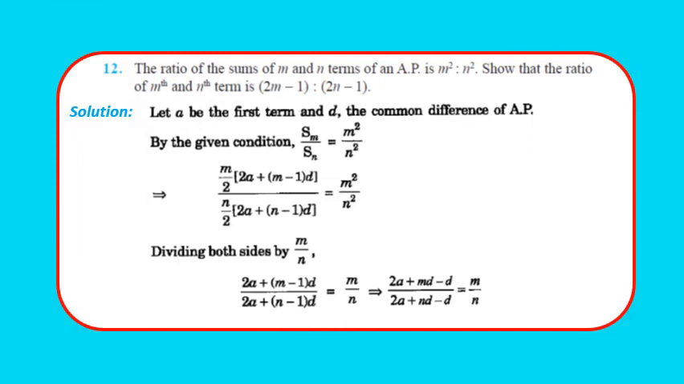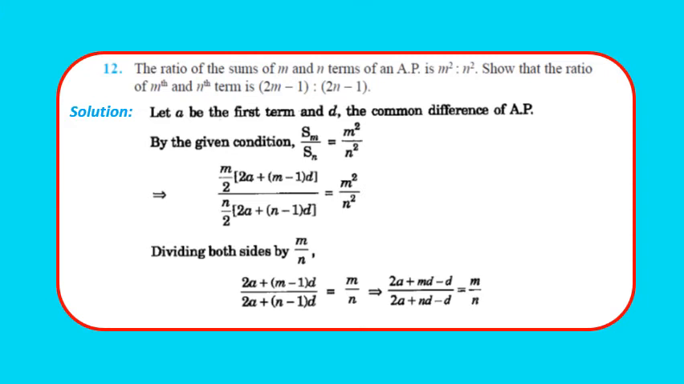So moving to question 12. The ratio of the sum of m and n terms of an AP is m square ratio n square. Show that the ratio of the mth and nth term is 2m minus 1 ratio 2n minus 1. This is same like the previous sum. So let a be the first term and d be the common difference of the AP.